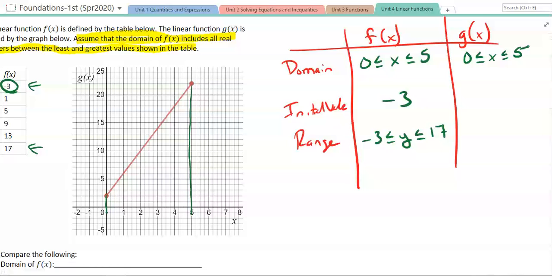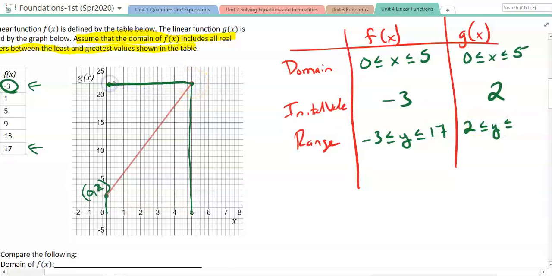Now, what's the initial value? Well, again, that's going to be this point here, and that ordered pair is at 0, 2. So my y value, the initial value, is 2. And the range, it's going to start at 2 because that's our lowest y value, less than or equal to y, less than or equal to what? I need the highest y value. And that highest y value is here, and if I track it all the way back across, we're going to see that we're at 22, because this ordered pair here is 5, 22.